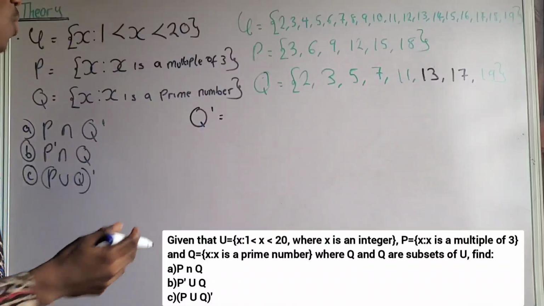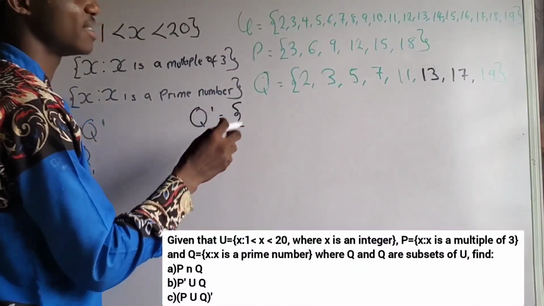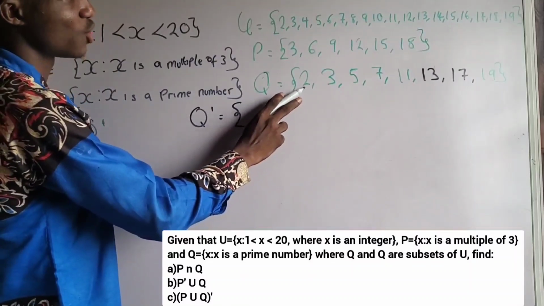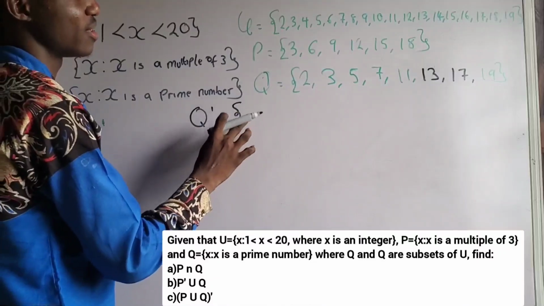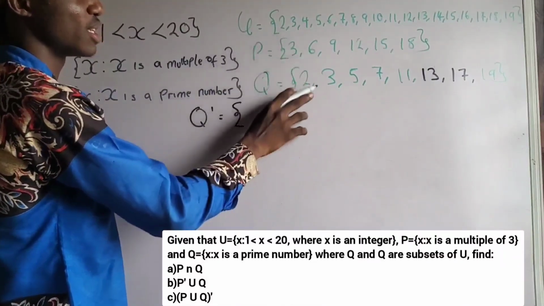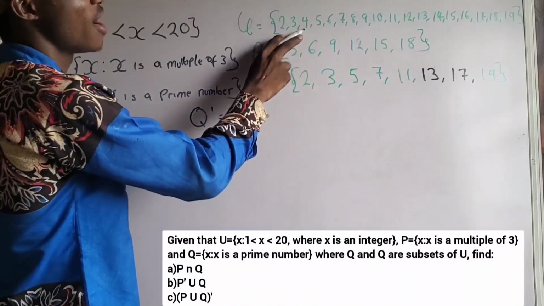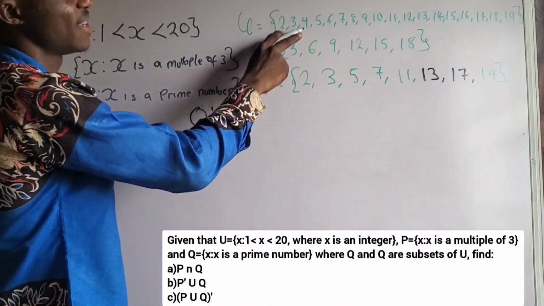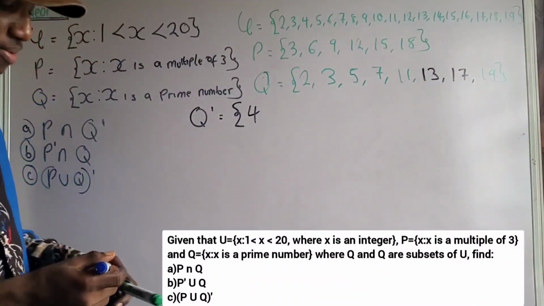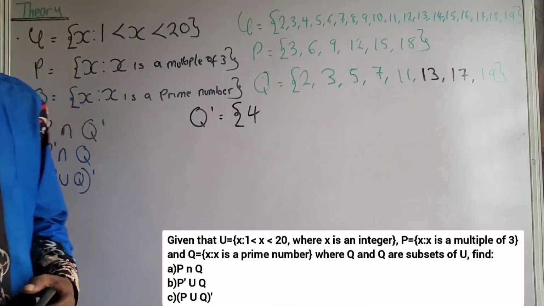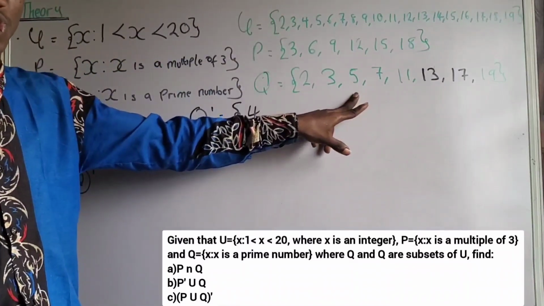They are the elements that are present in the universal set but are not present in set Q. Are you getting it? So that means that if I want to get Q prime, I'm going to do it like this. 2 is present in set Q, so I'm not going to include it. 3 is present in the universal set, but is also present in set Q. I'm not going to include it. 4 is present in the universal set. It is not present in set Q, so I'm going to put 4. Listen to me carefully. Q prime are the elements that are present in the universal set but are not in the set Q. Do you understand?